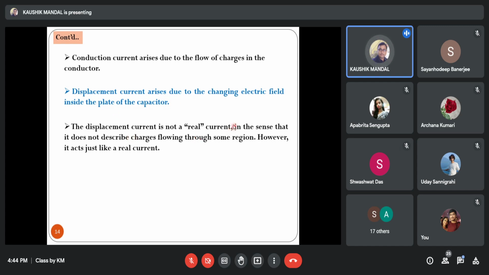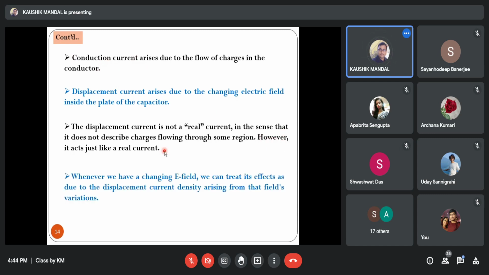So this displacement current is not a real current in the sense of the conduction current. However, it acts like the real current. That's why it is known as the displacement current. So whenever we consider a change in electric field, we can consider the existence of displacement current.